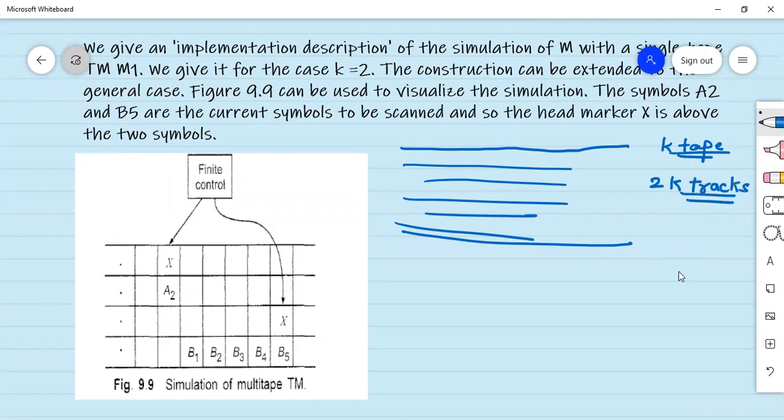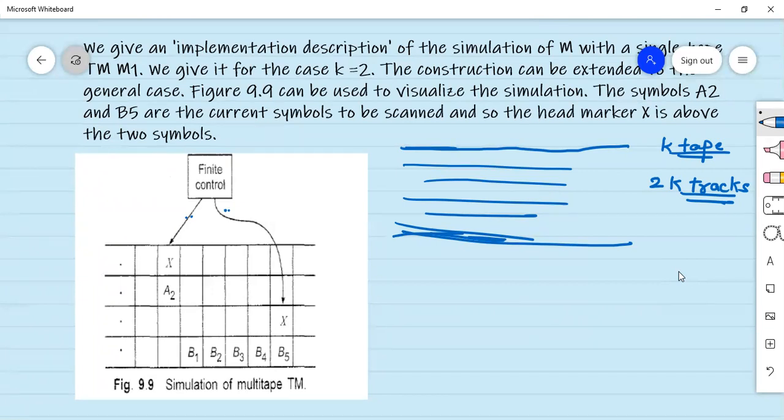Why 2K tracks is because currently, you remember in the diagram you are seeing two read and write heads, but actually only one read and write head will be there. Only one read and write head will be there because it is a single tape Turing machine. Since it's a single tape Turing machine, you have only one read and write head, but you are simulating a multi-tape Turing machine. In a multi-tape Turing machine, you have multiple read and write heads.